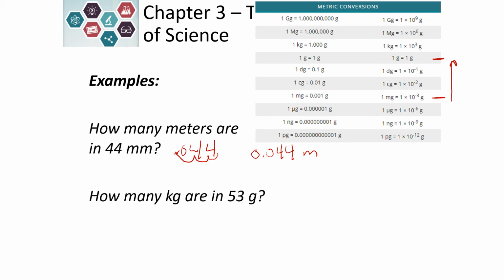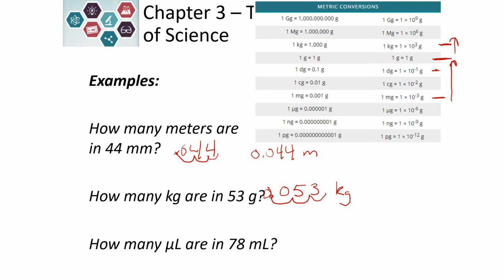How about kilograms in 53 grams? Okay, so we're at grams, and we want to go to kilograms. Again, this is 1,000 times different. We're going up the table. So 53, we need to move the decimal place to the left. The answer is going to get smaller. And we end up with 0.053 kilograms.